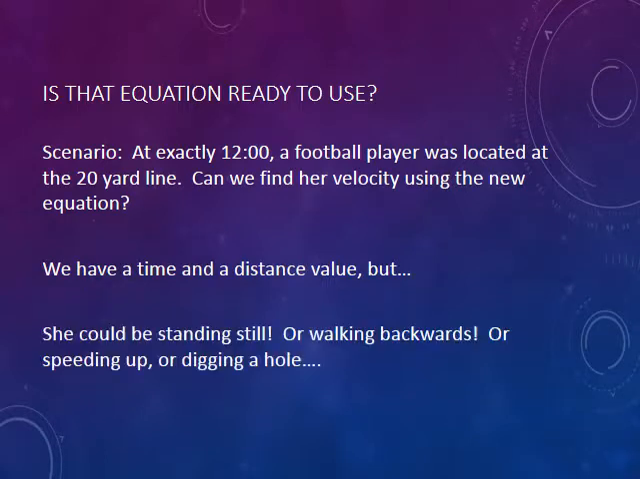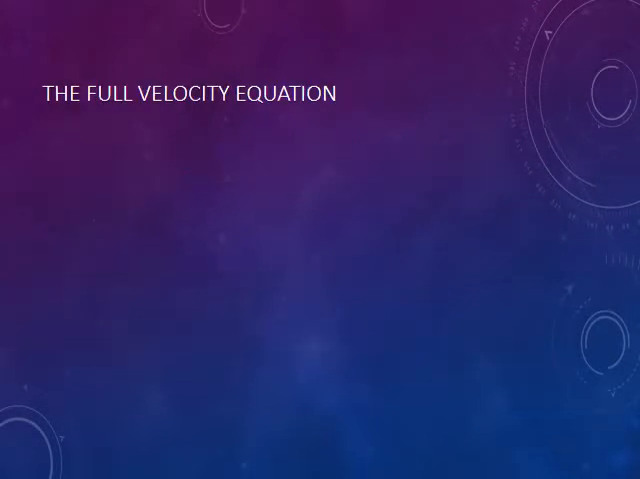We could be standing still, or walking backwards, or speeding up, or digging a hole. We could be moving up or down. We could be climbing a ladder. So we need to add some more to this equation before it's quite ready for physics. We need to add some mathematical operators. So let's look at the full equation as it works in physics. It's delta d, instead of just d, is equal to velocity average times change in time.